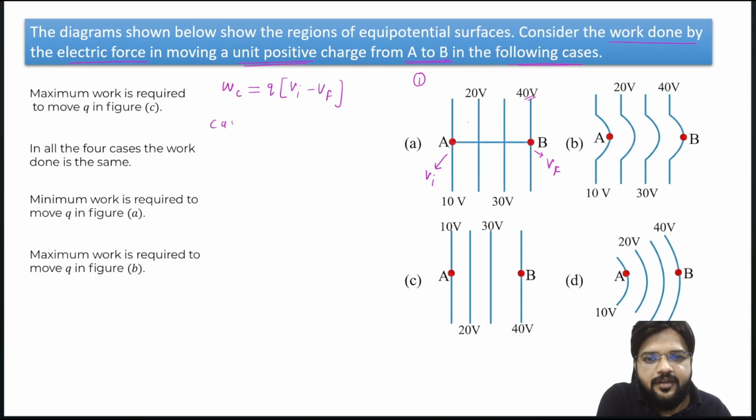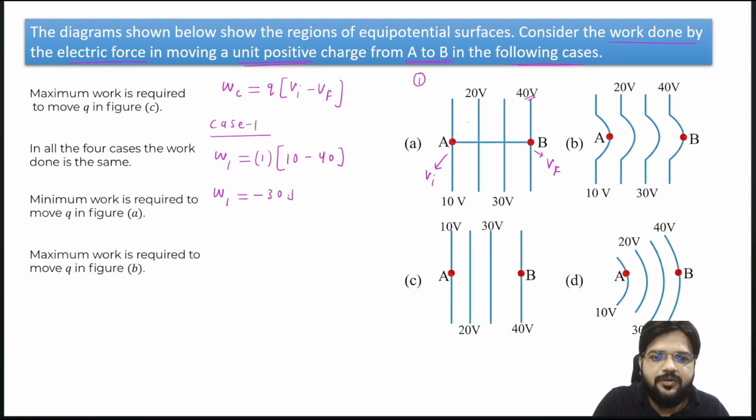So in case 1, if I find the work done, what is the Q value, everyone? Q is 1. What is V_i? It is 10. What is V_f? It is 40. So how much are we getting? W1 is equal to minus 30 joule. This is the work done in the first case.